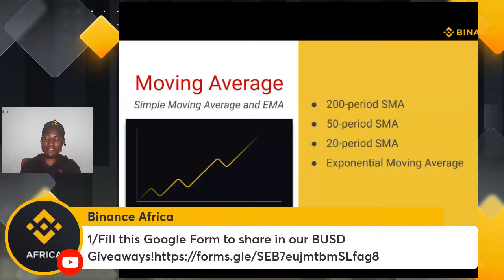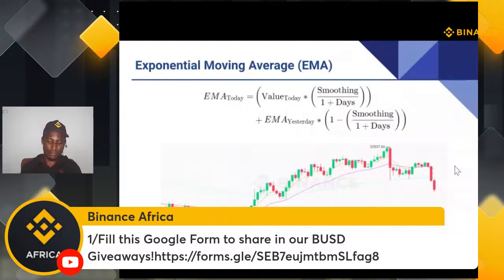Now, having discussed the 250 and 20 period SMA, let us take a look at the exponential moving average, the EMA. There is a formula here as displayed, because EMA is a bit complex in its calculation. However, you wouldn't need to have all this formula offhand because everything is readily available for you on the Binance trading platform. But this is the formula if you want to calculate the exponential moving average.